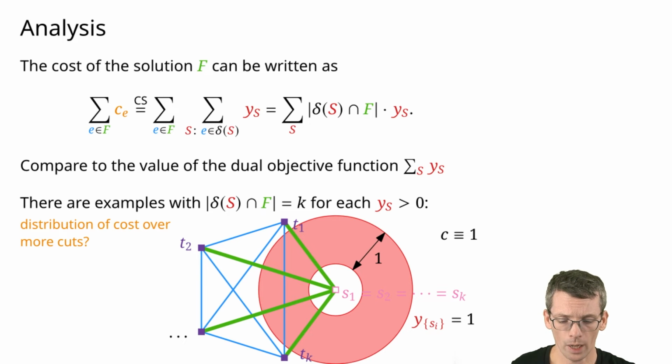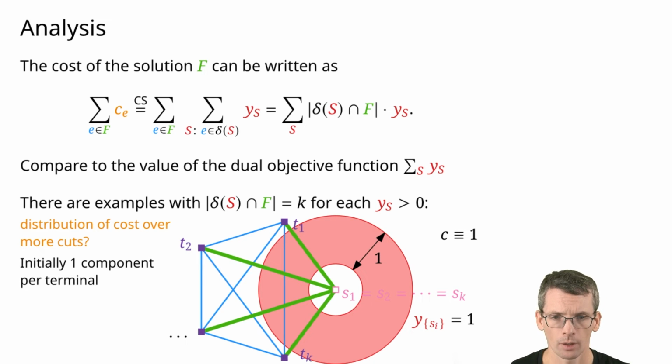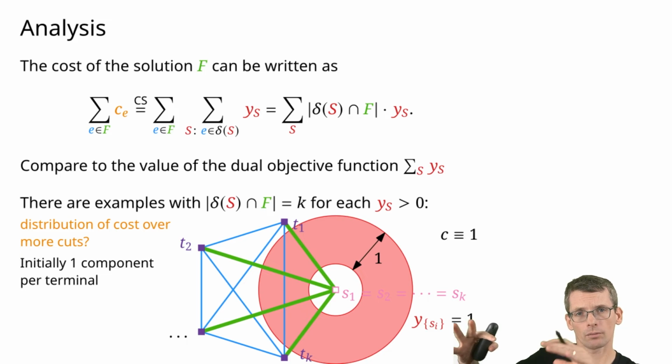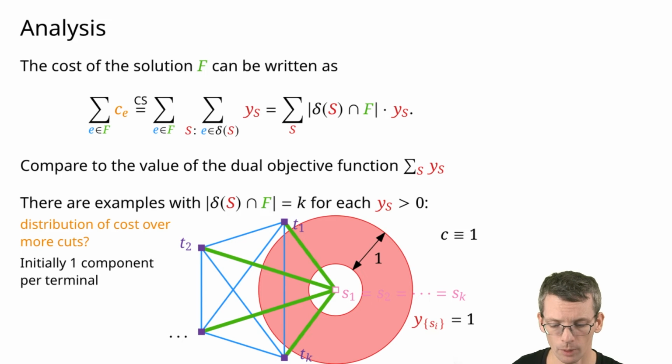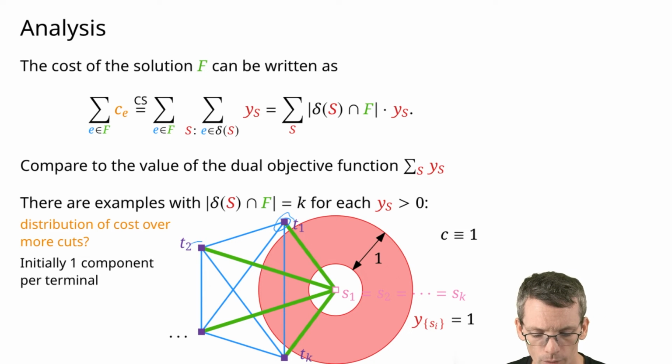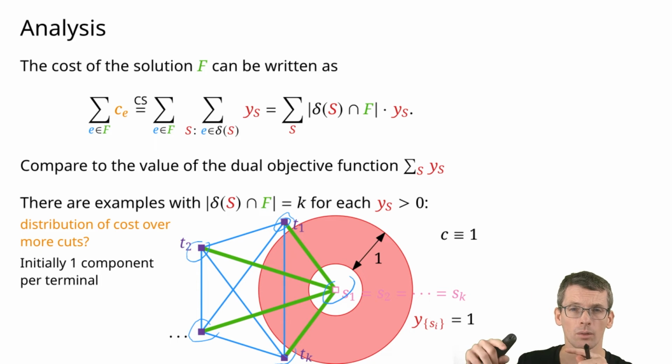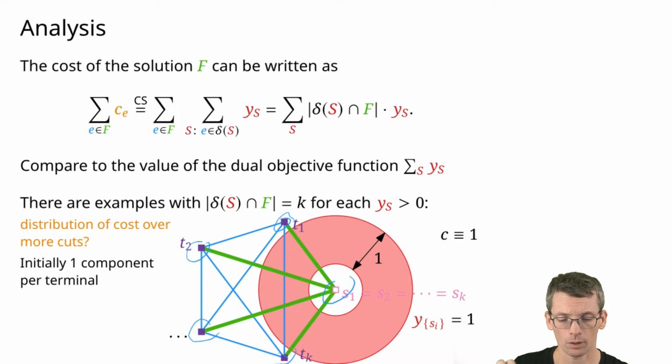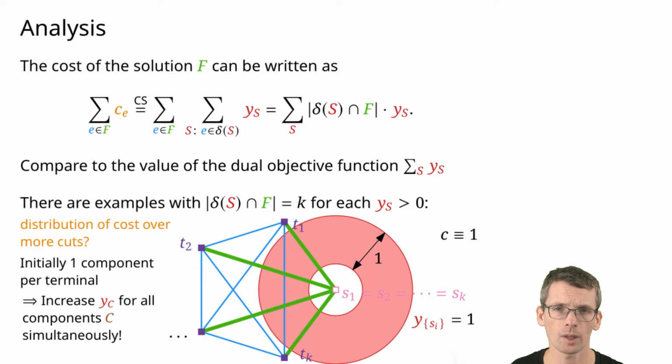And we have more components. So essentially we have one component per terminal initially. So we have all of these components. And what we want to do is to make sure that the costs, so the y, what I put onto the y, is better or more equally distributed over those components. And we will achieve this by increasing all of the y's simultaneously.